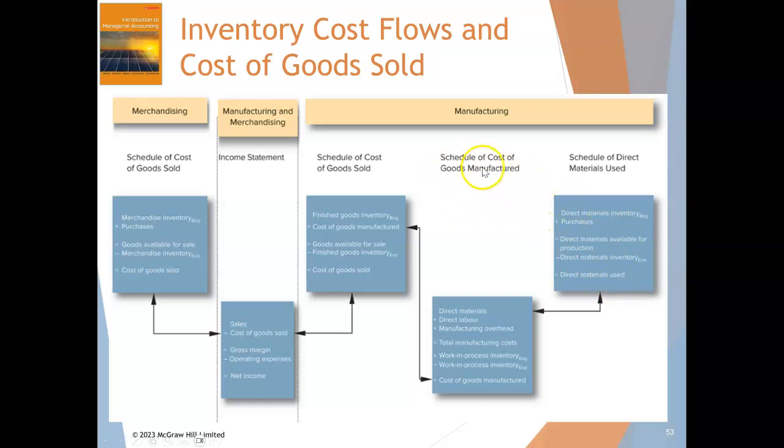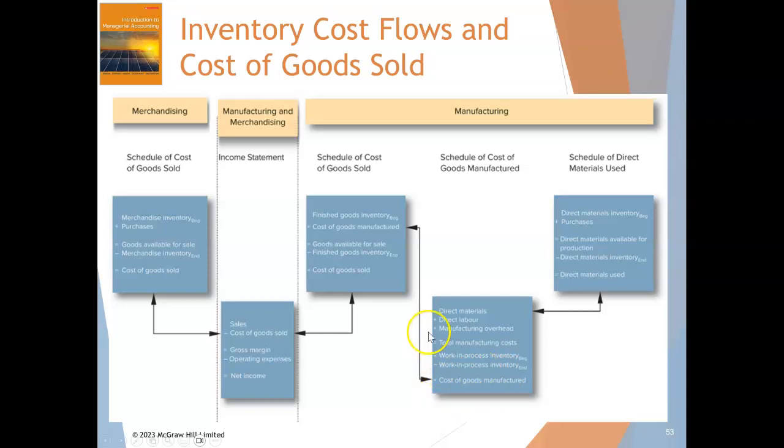So then we look into the schedule of cost of goods manufactured. Within our work in process inventory account, we have direct materials plus direct labor plus manufacturing overhead. That gives us our total manufacturing costs. When we add in our work in process beginning inventory and subtract out our work in process ending inventory, that gives us our cost of goods manufactured.